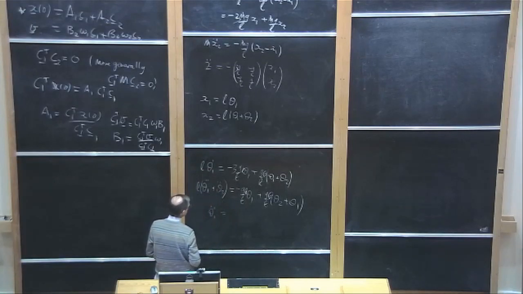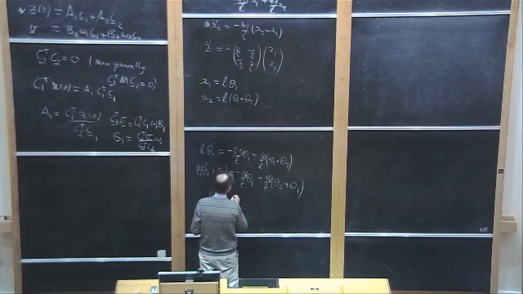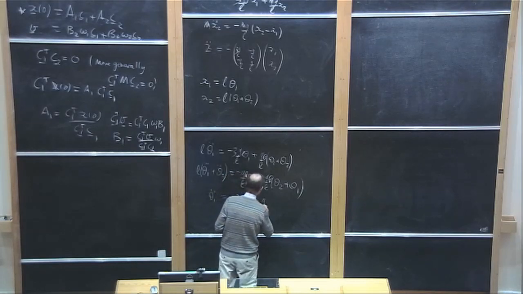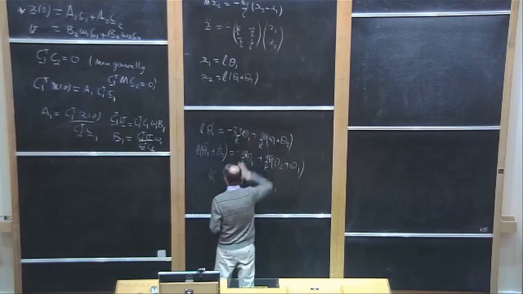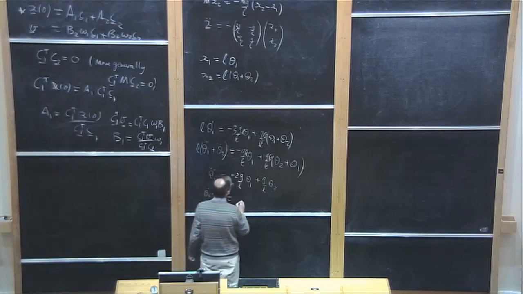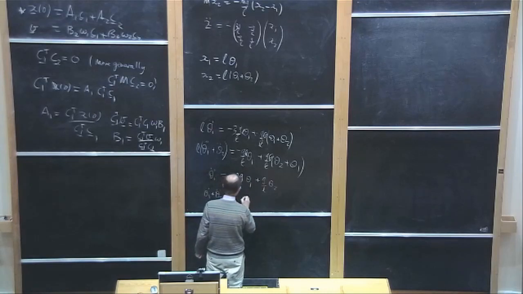So here it's a 3. Right. So theta 1 double dot is minus 2g over L theta 1 plus g over L theta 2, and theta 1 double dot plus theta 2 double dot equals g over L.